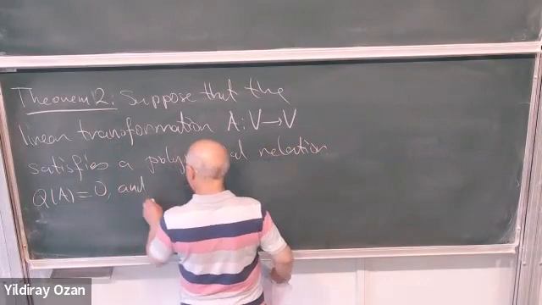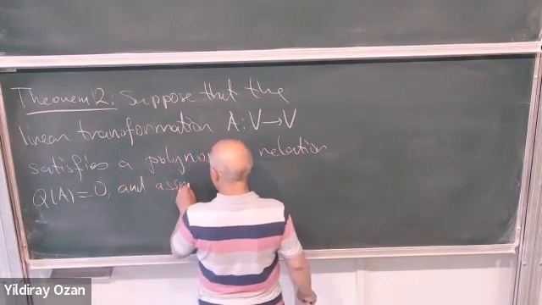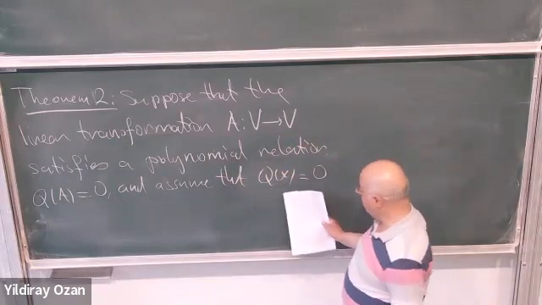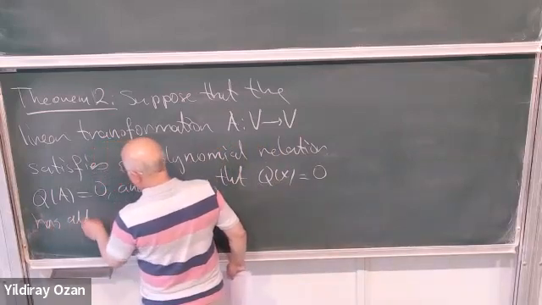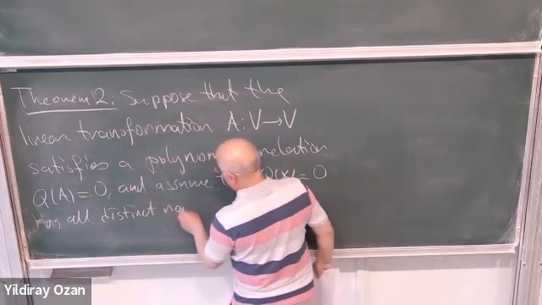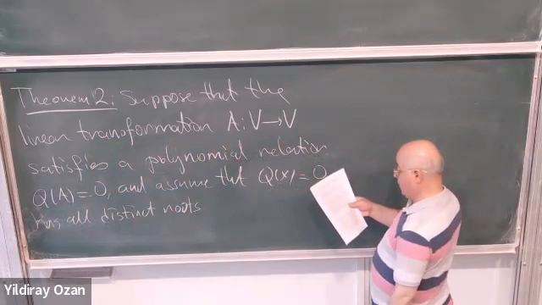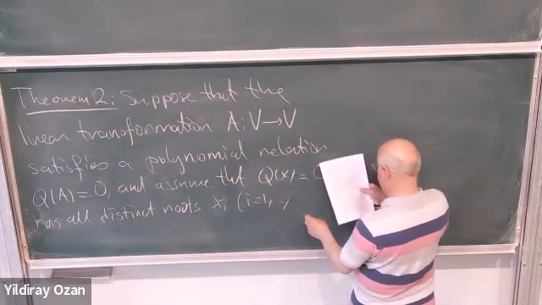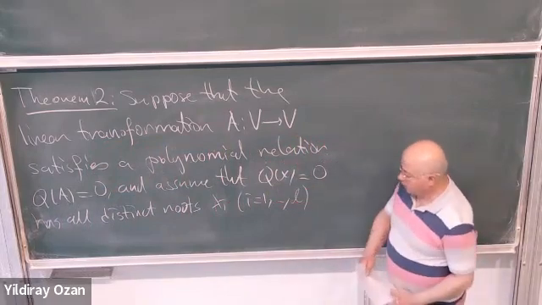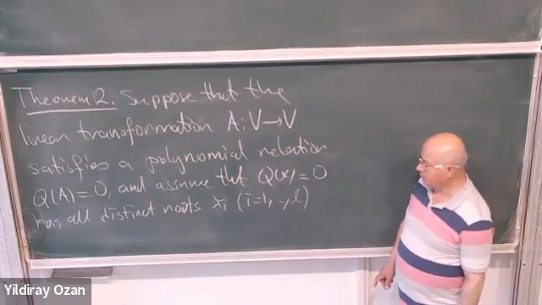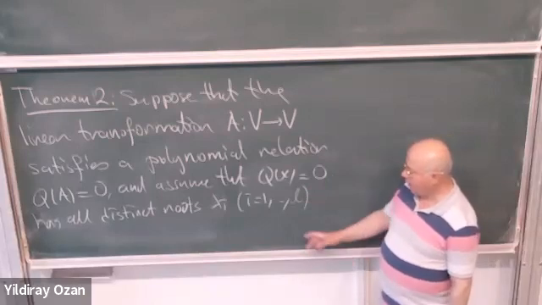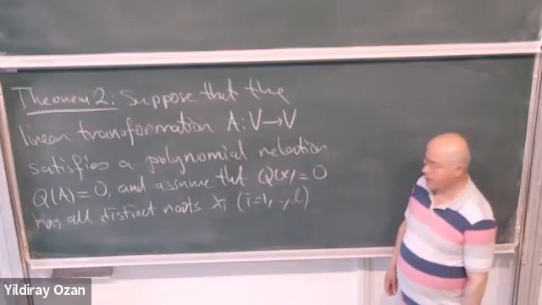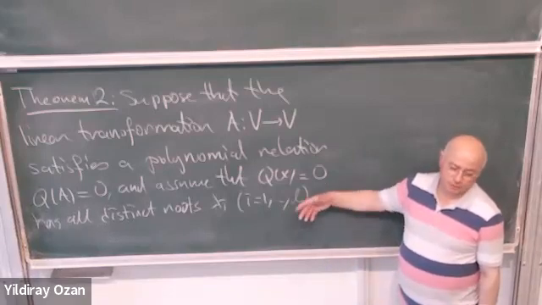And assume that this polynomial equation, so when I plug x here, has all distinct roots, lambda I from 1 up to, let's say, L. Okay. So it doesn't have to be the eigenvalues of the operator, okay, and the number of roots doesn't have to be, well, actually they have to be eigenvalues anyway, but the number of the roots doesn't have to be n.